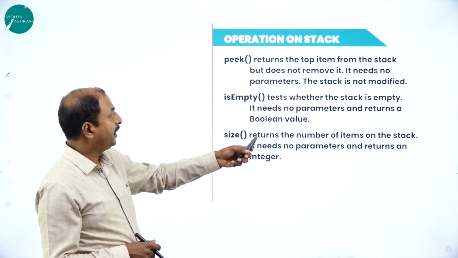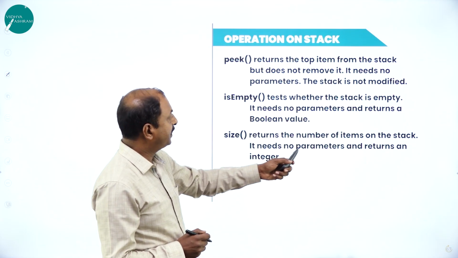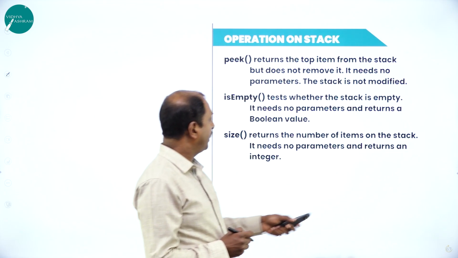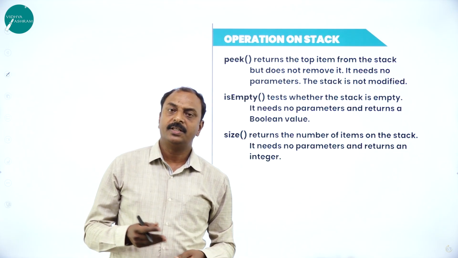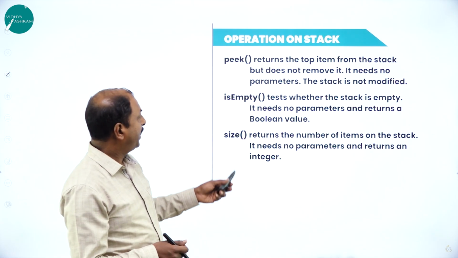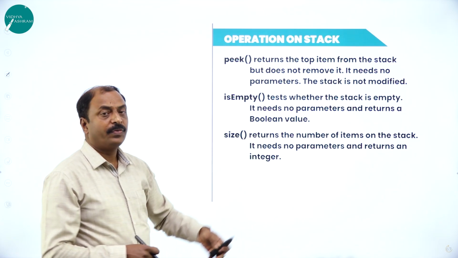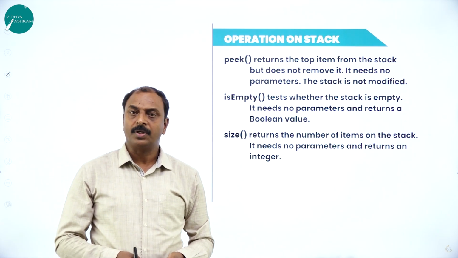Next is empty. It tests whether the stack is empty. Next, size. It returns the number of items on the stack, or in other words, it gives the length of an array or the number of elements in the stack. So these are the different operations that can be performed on a stack.